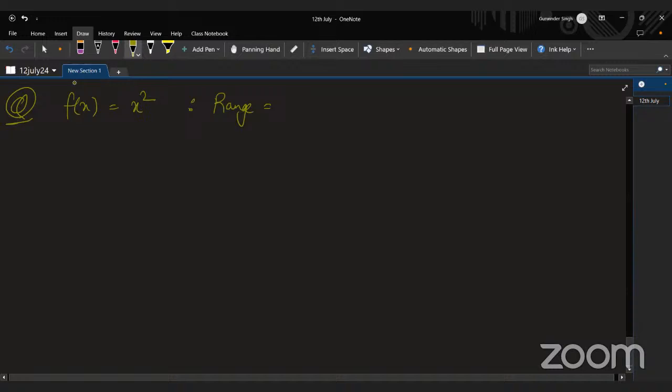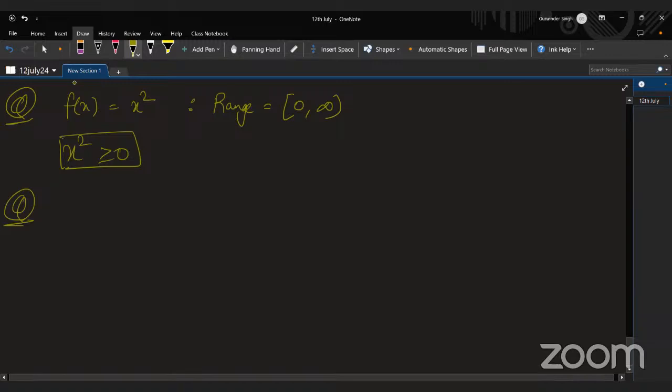Tell me what will be its range? Can x square ever assume negative values? No, it can't. X square can't assume negative values, right? So x square is always greater than or equal to 0. Okay, so its range will be from 0 to infinity.